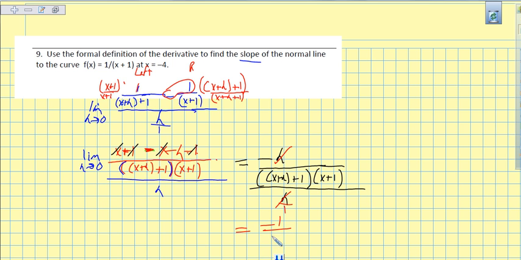So I have negative 1 over, now I'm going to go ahead and plug in 0 for h. So I have x plus 1, because that h turned to 0. So that parentheses is not doing anything anymore. And then we have x plus 1. So this becomes negative 1 over x plus 1 squared. Alright, so remember, we're not quite done yet. You still have to plug in that x equals negative 4.